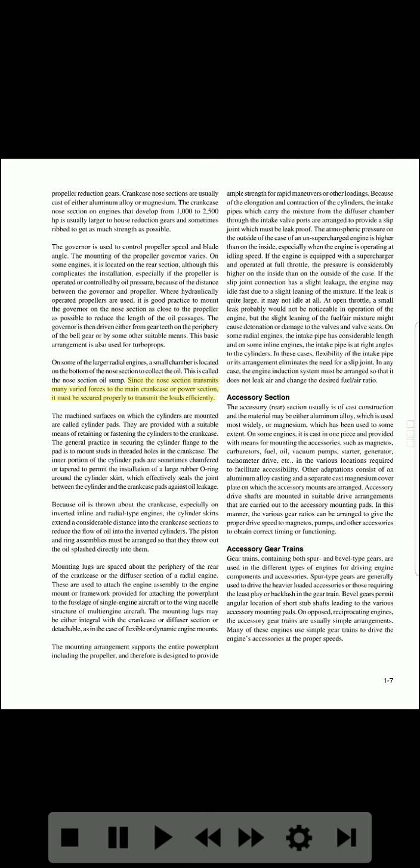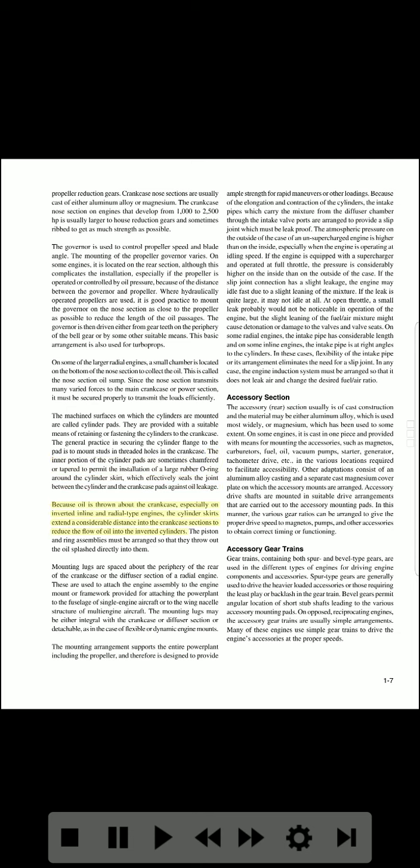Since the nose section transmits many varied forces to the main crankcase or power section, it must be secured properly to transmit the load sufficiently. The machined surfaces on which the cylinders are mounted are called cylinder pads. They are provided with a suitable means of retaining or fastening the cylinders to the crankcase. The general practice in securing the cylinder flange to the pad is to mount studs in threaded holes in the crankcase. The inner portion of the cylinder pads are sometimes chamfered or tapered to permit the installation of a large rubber O-ring around the cylinder skirt, which effectively seals the joint between the cylinder and the crankcase pads against oil leakage.